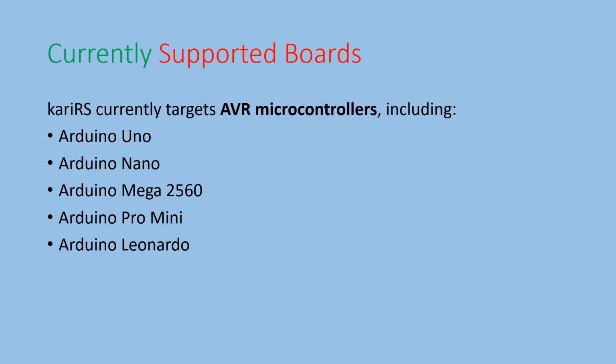If you check the Uno, Nano, and Pro Mini, they all use the same MCU, the Atmega 328P. The Arduino Mega 2560 uses the Mega 2560 MCU. The Leonardo uses its own Atmega variant. So all these MCUs are supported by kariRS.